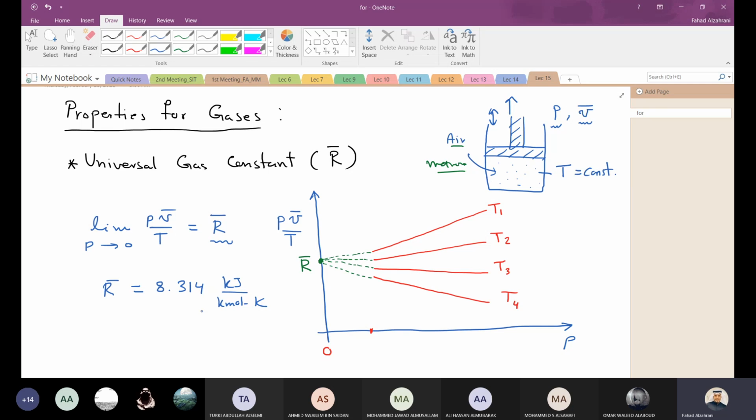Any questions on it, guys? Is it clear what the universal gas constant is and how they came up with it, or extracted this natural constant? Yes, it's clear, Doctor. All good. Any questions?